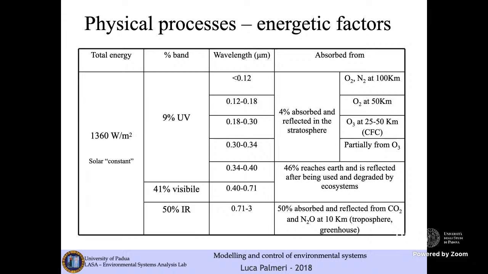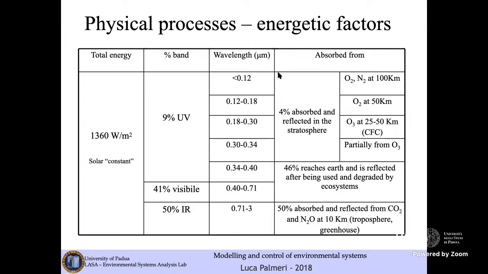In particular, it is interesting to look at the different types of solar radiation in terms of wavelengths. For example, we know that of the 1,360 watts per square meter, which is the solar constant today, arriving at the intermediate distance Sun-Earth, 9% of this radiation is ultraviolet, 41% is visible, and half, 50%, is infrared.